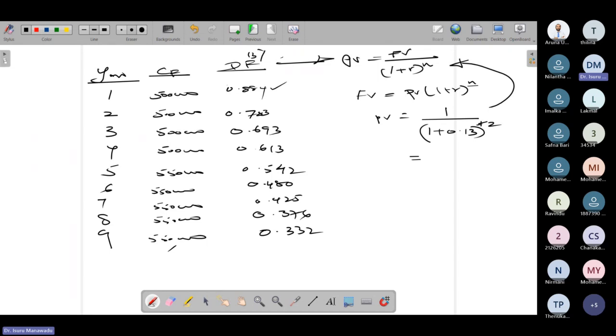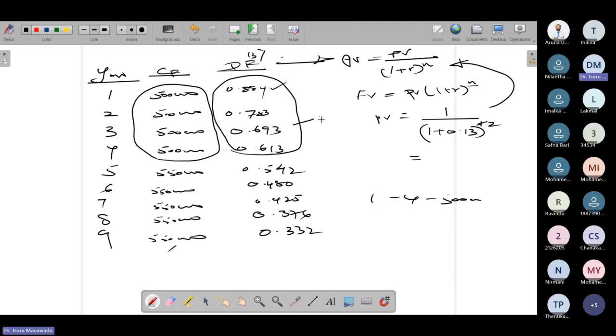Now, if you are given 20 years, then what do you need to do? You need to do the same thing for 20 years. Then you are wasting your time; only this particular question can be attempted. So that's why we want to apply the annuity factor. Annuity factor means the total of discounting factors. As year 1 to year 4 have the same cash flow, that's why I wrote 1 to 4, 500,000. Take the totals of these discounting factors. That's called the annuity factor.